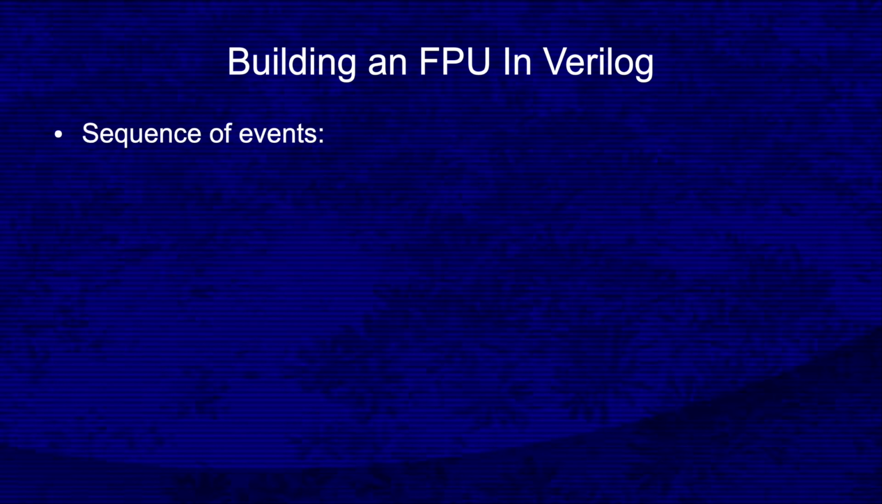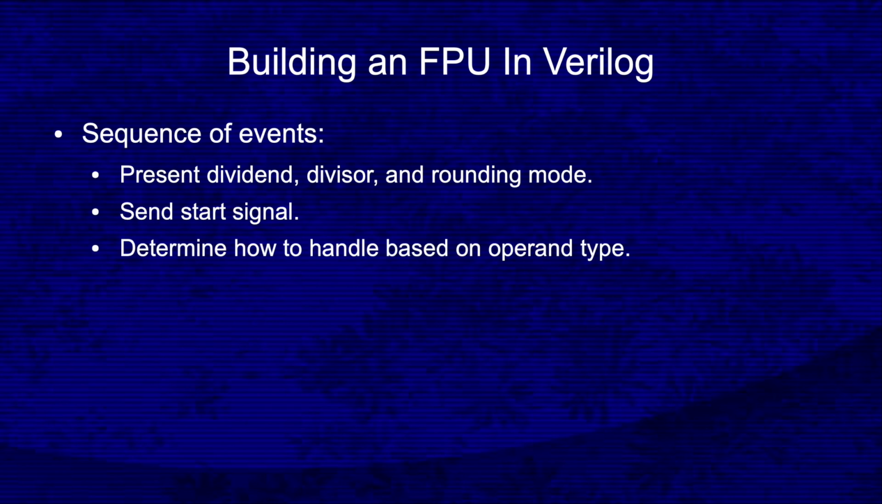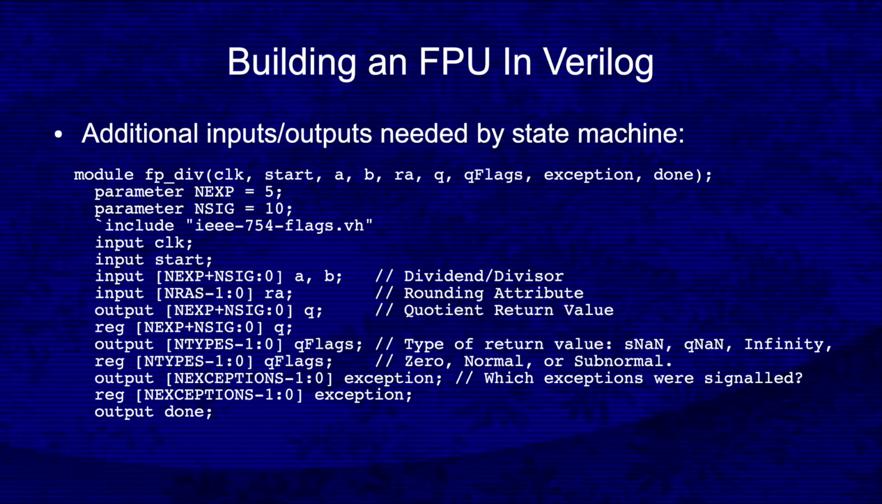The sequence of events will be: present the inputs, dividend, divisor, and rounding attribute to the state machine. Send a start signal so the state machine will begin computing the result. The state machine will examine the operands to determine how many cycles are needed to complete the computation. The state machine will loop until the operation is complete. In the last cycle needed to compute the result, the state machine will signal the rest of the system that the results are completed. Here is the entry to the module.